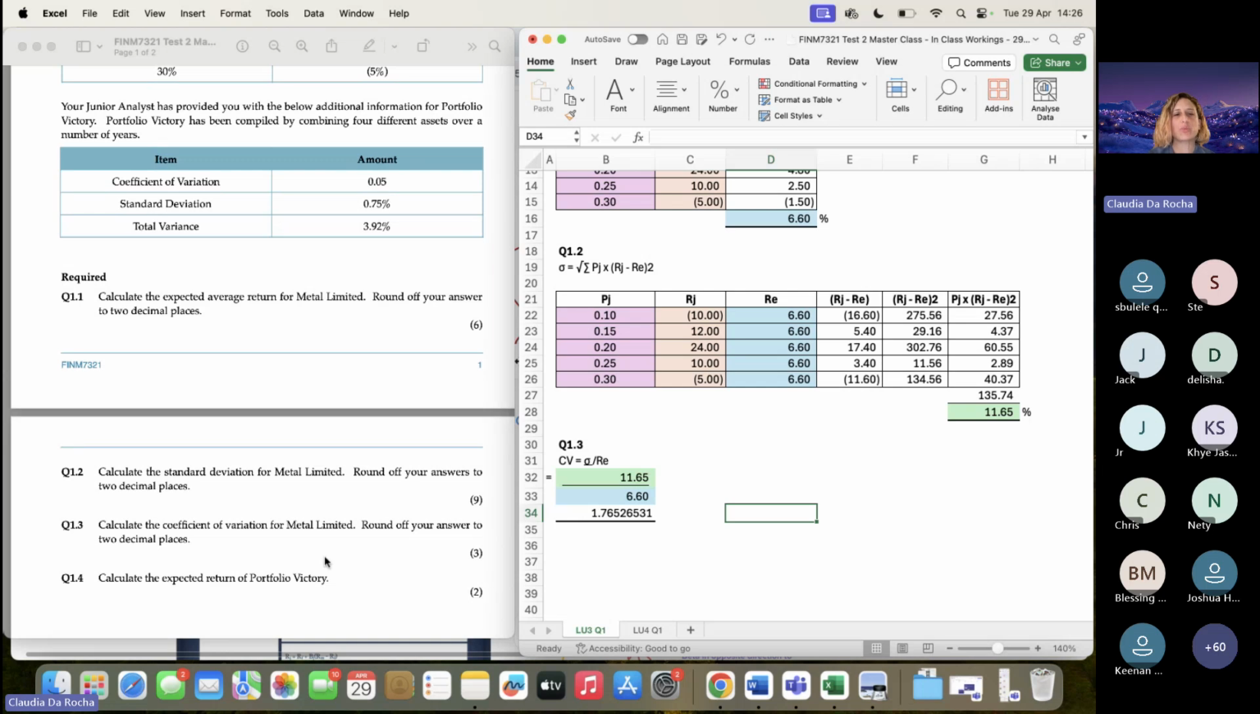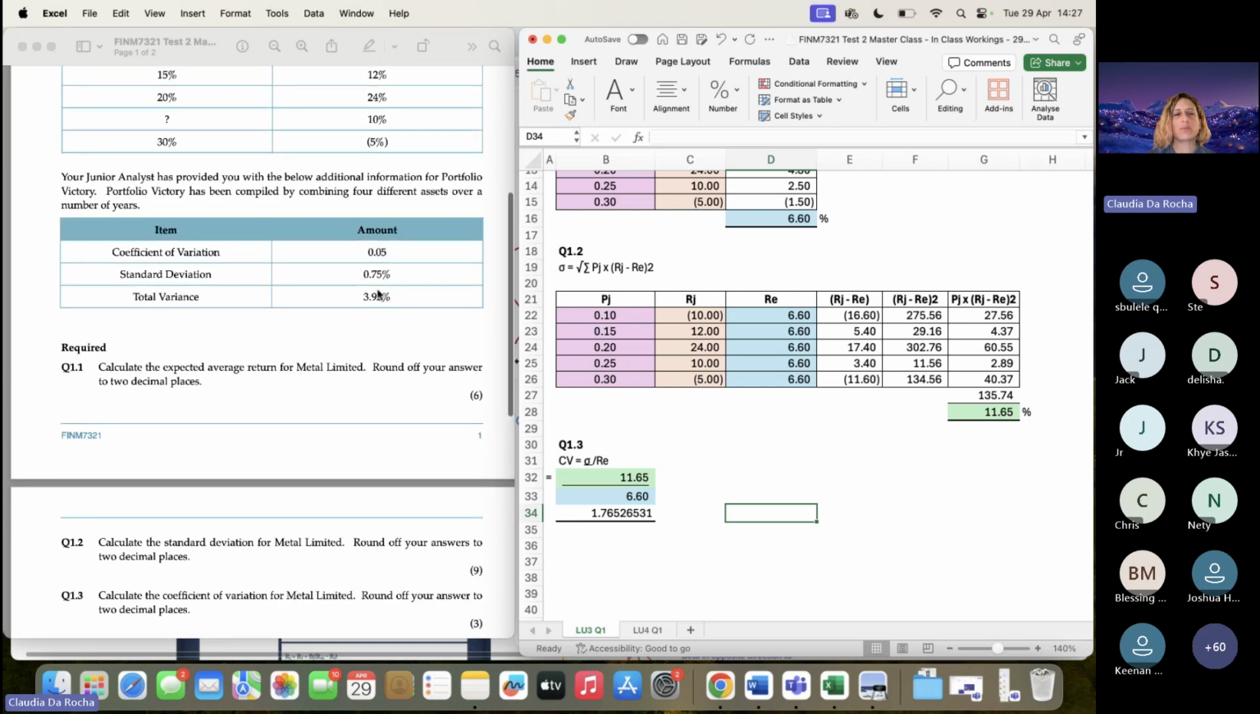So calculate the expected return of portfolio victory. Here at the bottom, they've given us additional information. This is different to what we normally get in a portfolio, because in the portfolio they would have listed each asset. They would have given us the probability, the return, etc. Now they've actually given us the answer and they've asked us to calculate the return.